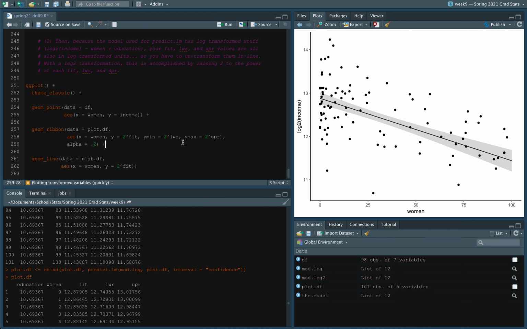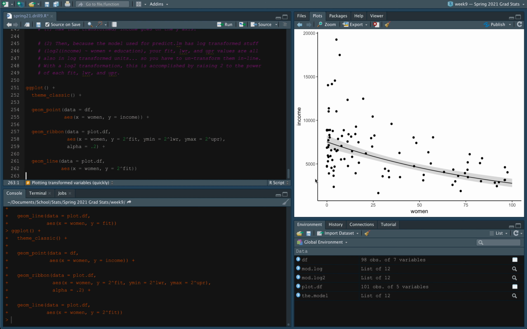And then here for fit, lower, and upper, we change it to 2 to the power of fit, 2 to the power of lower, 2 to the power of upper. And then here, same thing, 2 to the power of fit. So when we run that, now we have our income in the original raw units, but it allows us to plot a curvilinear line here.